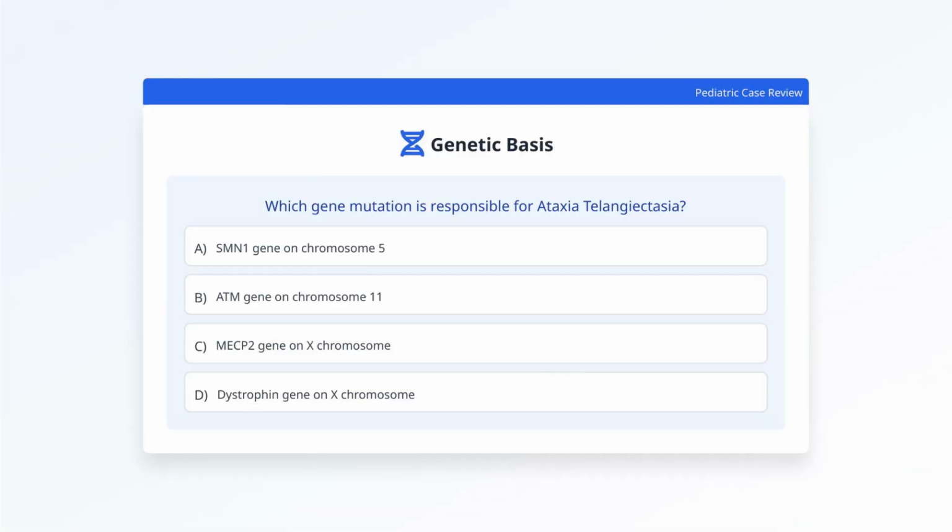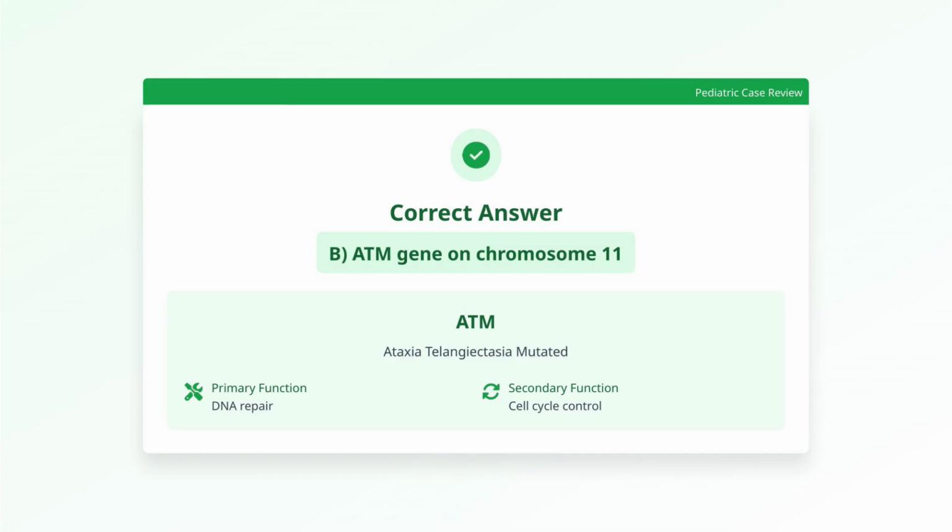Which gene mutation is responsible for Ataxia telangiectasia? A. SMN1 gene on chromosome 5. B. ATM gene on chromosome 11. C. MECP2 gene on X chromosome. D. Dystrophin gene on X chromosome. The correct answer is B.